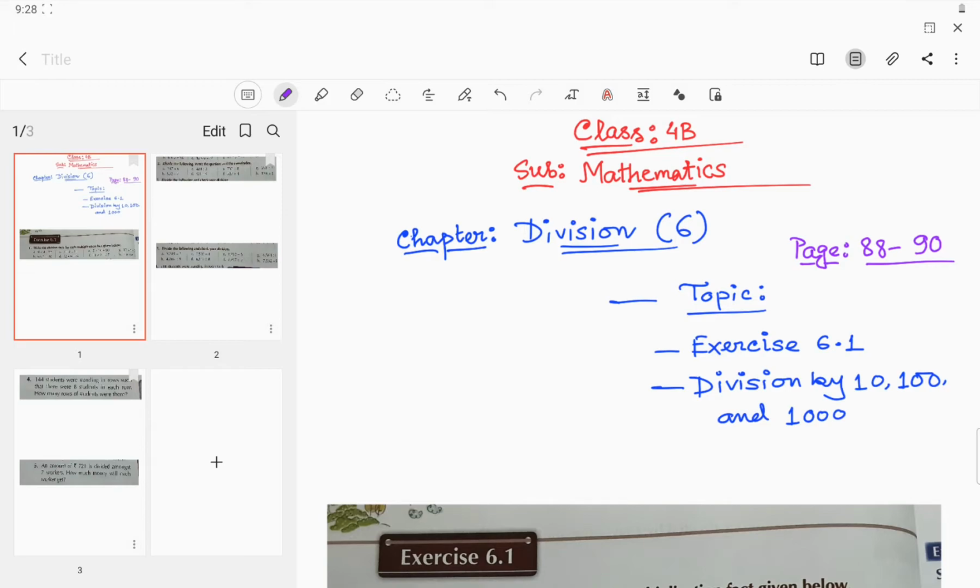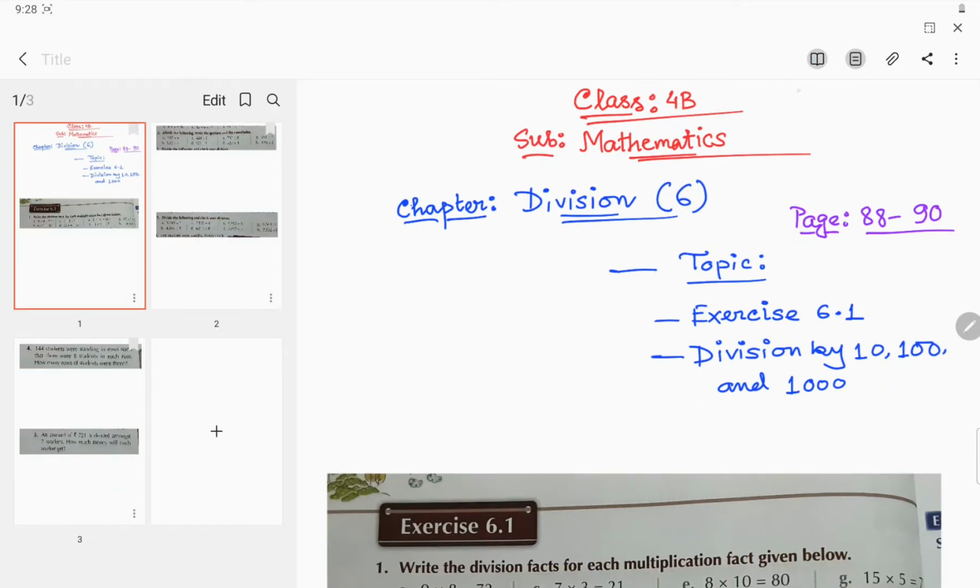We were in the chapter Division, that is chapter number 6. We already recapitulated all the division methods, that is division by a 2-digit number, division by a 1-digit number, division facts, how to find quotient, remainder, all of these things. Today we are going to discuss exercise 6.1 first.